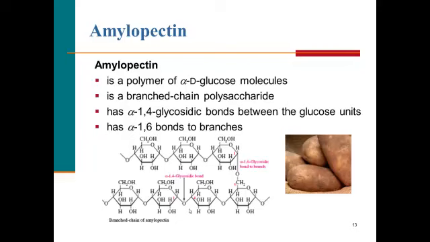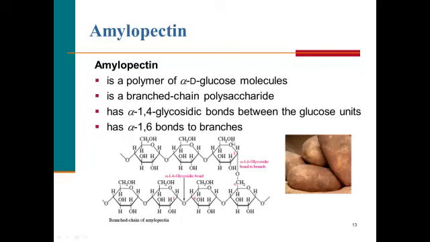Amylopectin is going to be very much similar to amylose, except with the addition of an alpha 1 to 6 branch point. So the long chains are going to be the same as amylose in that they've got alpha 1 to 4 glycosidic bonds between adjacent glucose molecules. However, there's an alpha 1 to 6 branch point that occurs every so often in the molecule.